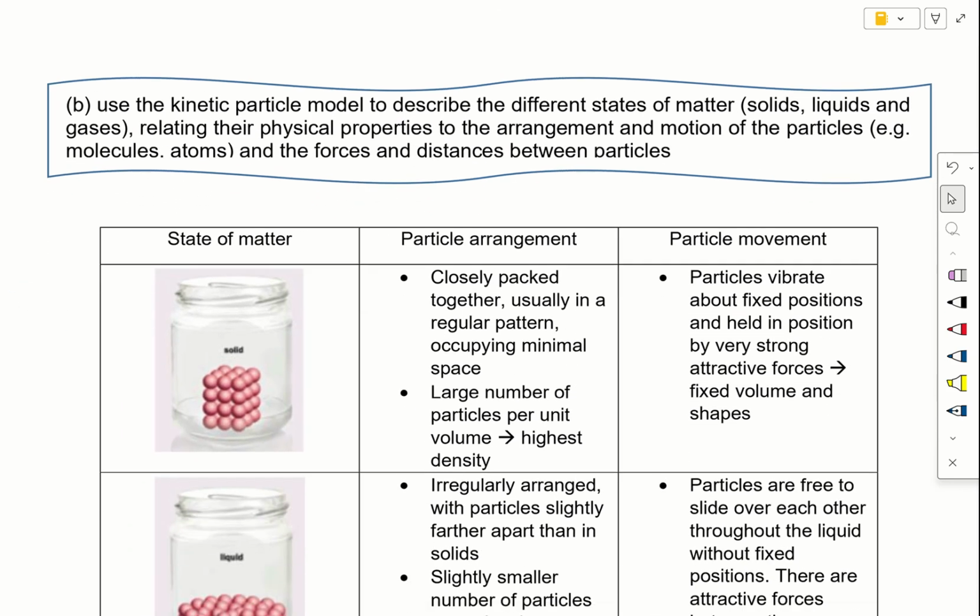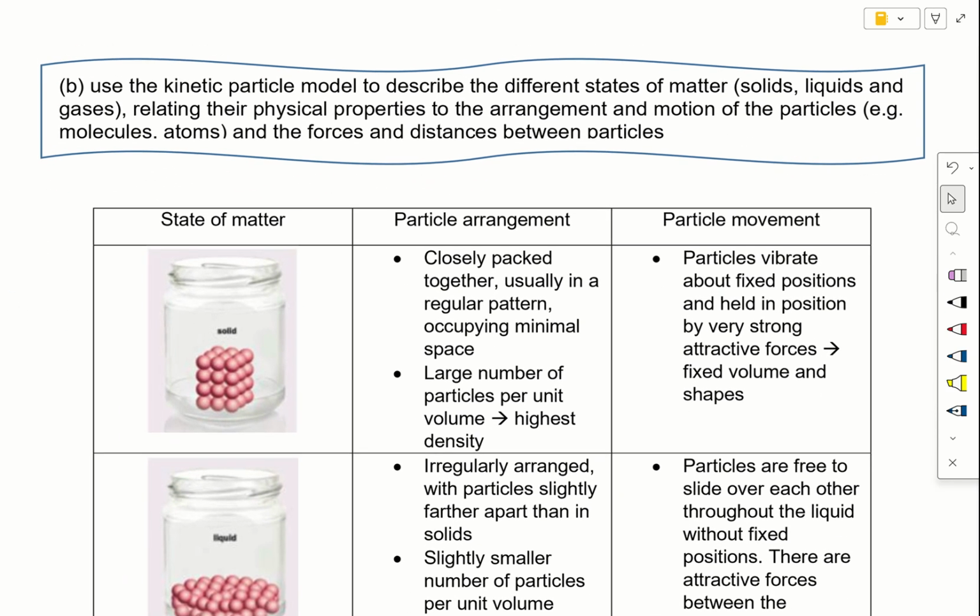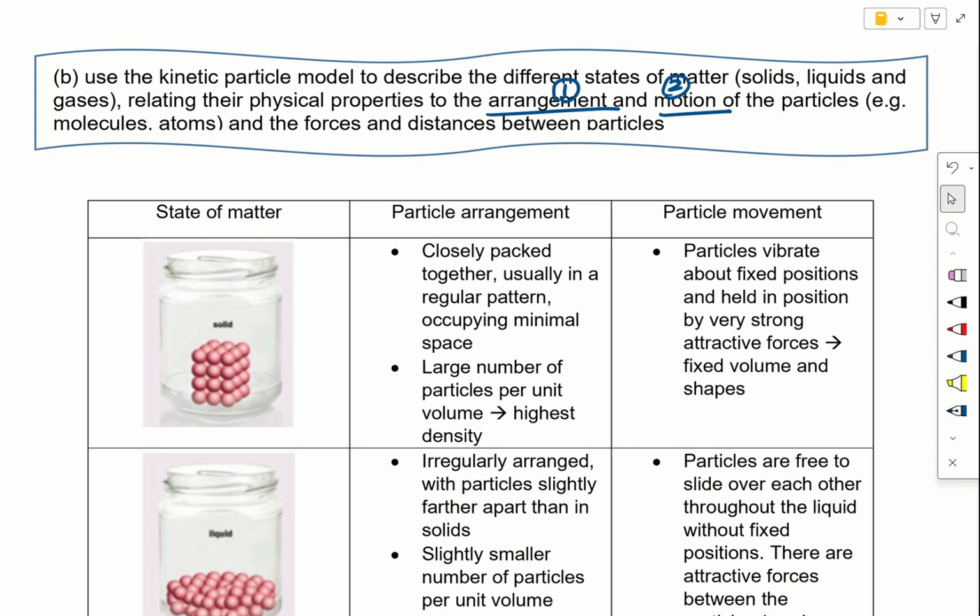Success criteria B: use the kinetic particle model to describe the different states of metal, solid, liquid, and gases, relating their physical properties to the arrangement, how the particles are arranged, and the motion of the particles, the movement of the particles. So these are two different things: how are they arranged and how they move? And also the forces and distances between particles.